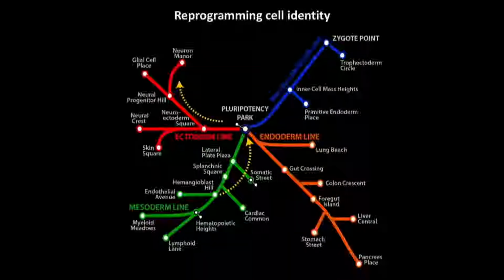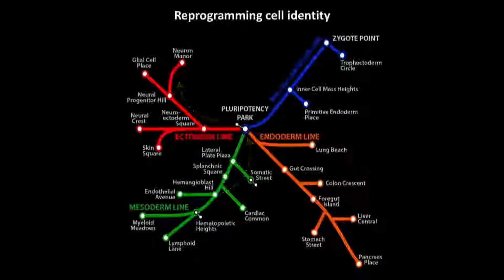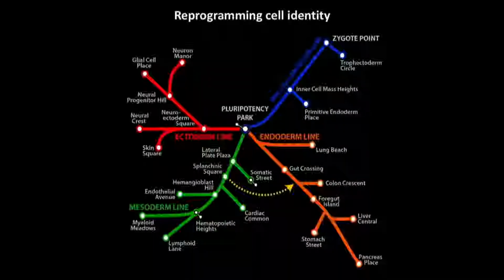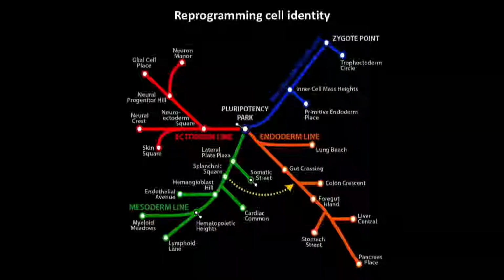Reprogramming back to a pluripotent state and then differentiating is inefficient. It takes a long time. So we like to take a shortcut on this map and transition between two completely differentiated cell identities. We call this direct lineage reprogramming. It's meant to be more efficient. It's meant to be easier as well.